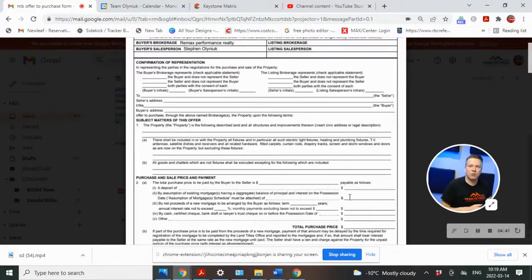Back in the day when there were 20% interest rates, people were ecstatic if they could assume somebody's mortgage that was at 12% or something like that, if you can imagine that. So that's a different form of mortgage being assumed.